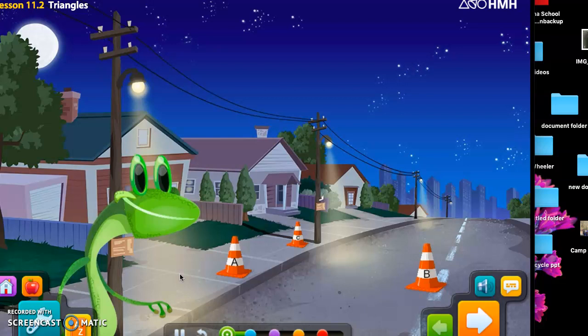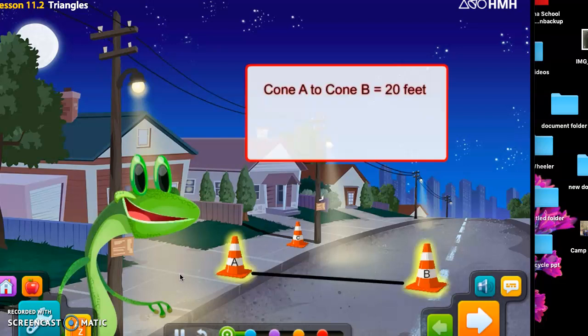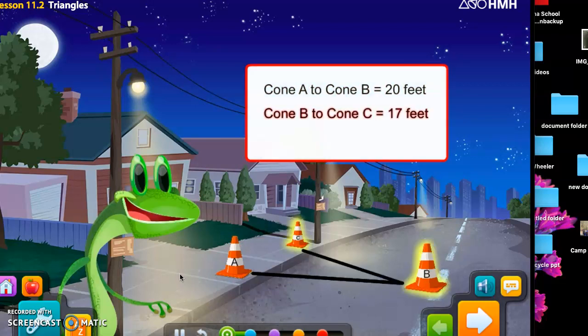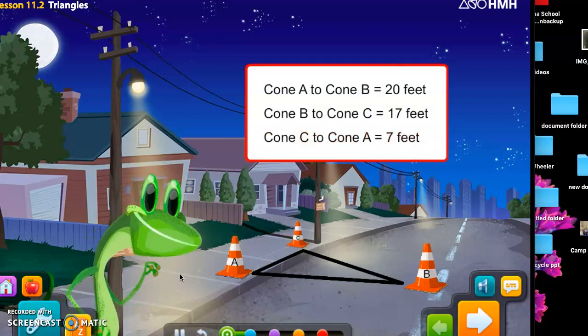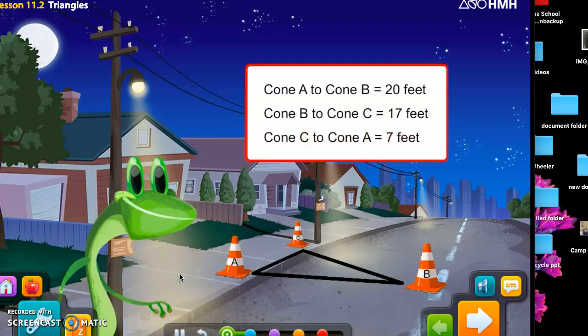Okay, the distance between the first two cones is 20 feet. The distance between the second cone and the third cone is 17 feet. And the distance between the third cone and the first cone is 7 feet. I think knowing these distances will help us classify this triangle. But maybe knowing more about the angles will help too. We need to investigate. Come on!